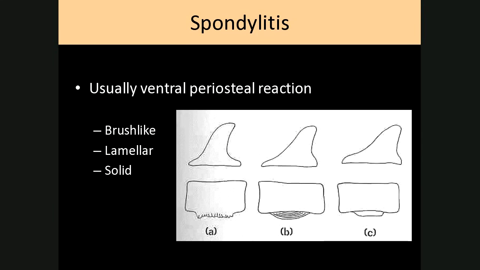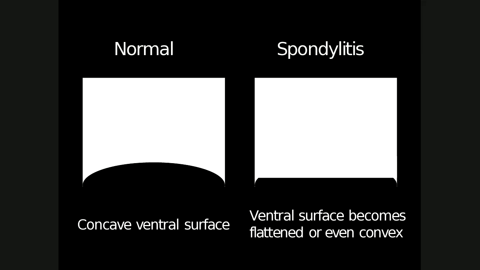So here's a schematic diagram just showing where spondylitis occurs. It occurs in the ventral vertebral body, and it can be brush-like, lamellar, or solid periosteal new bone forming. And a normal vertebral body has a nice concave ventral surface. With spondylitis, this starts filling in, becoming less concave or even convex due to the new bone filling it in.